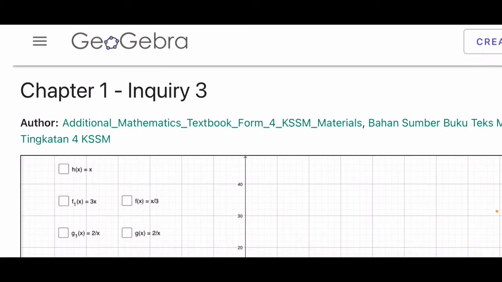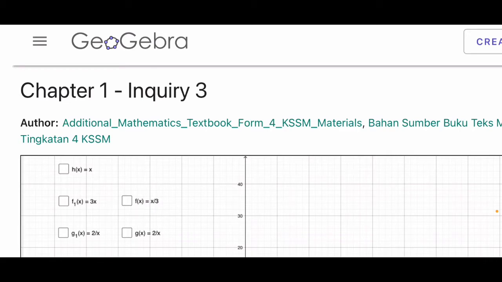All the Form 4 students, today I would like to carry out inquiry number 3. Open the textbook to page 20, inquiry number 3. The aim of this inquiry is to explore the relation between the graph of a function and its respective inverse. Now, please scan the QR code or visit the link on the right on page 20 of the textbook.